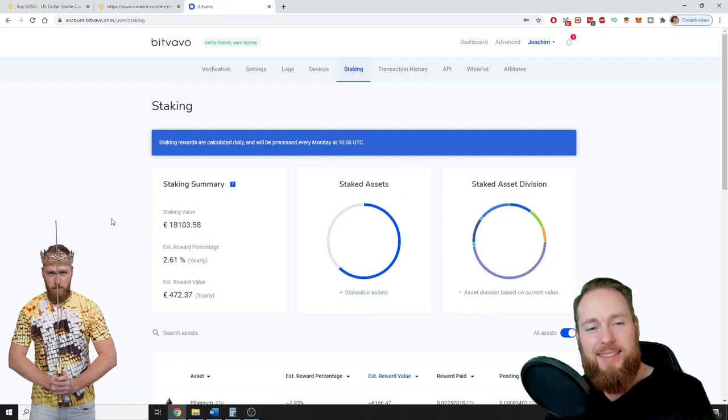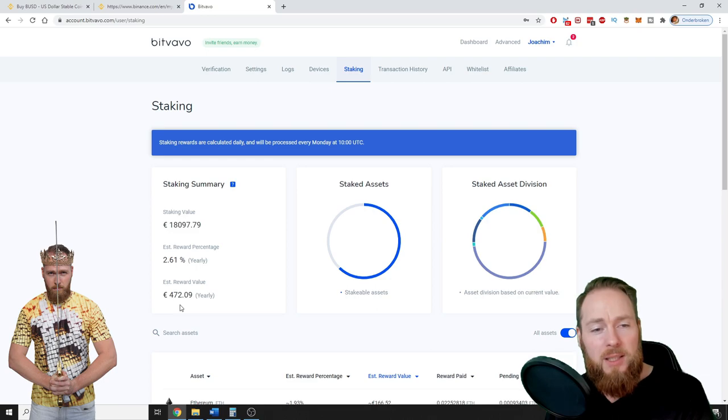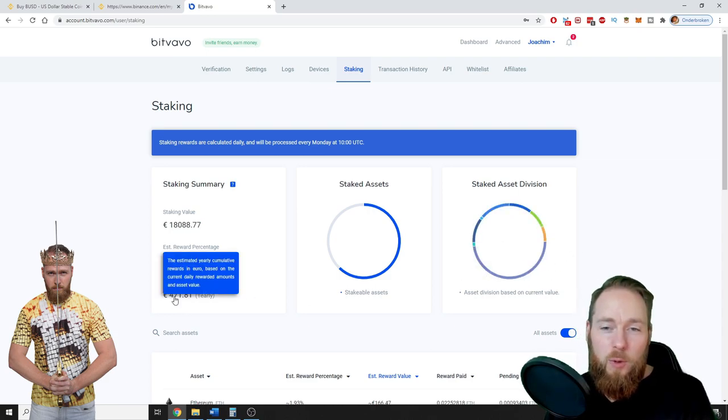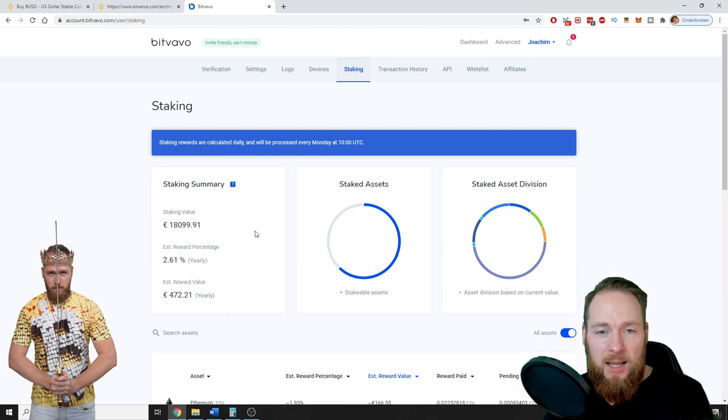So this is my staking summary. My staking value is a little over 18,000 euros. Estimated reward percentage 2.61% yearly. So that means an estimated reward of 470 euros per year at the current prices. Of course, if, for example, Ethereum goes up, then I will make more in fiat money, but the same in Ethereum.